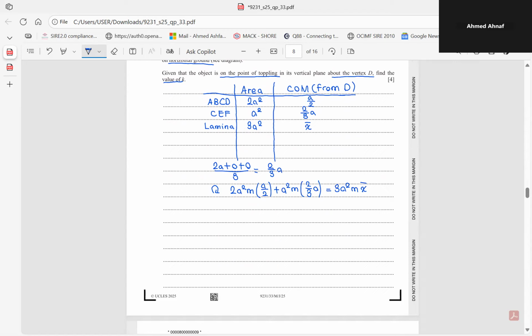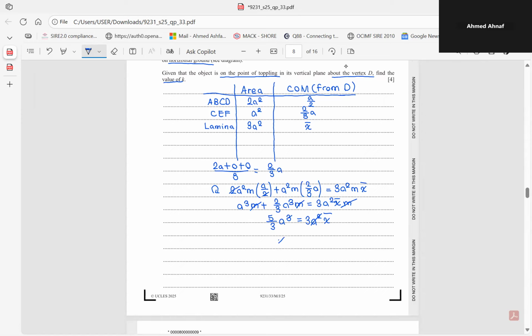So you'll get, two twos cancel out, so you get a cubed m, and 2 over 3 a cubed m. This equals to 3 a square x bar m. So the m's cancel out. 2 over 3 plus 1, that is 5 over 3. Yeah, 5 over 3 a cubed equals, this m also cancels out, that would give us 3 a square x bar. So the a squares also cancel out.